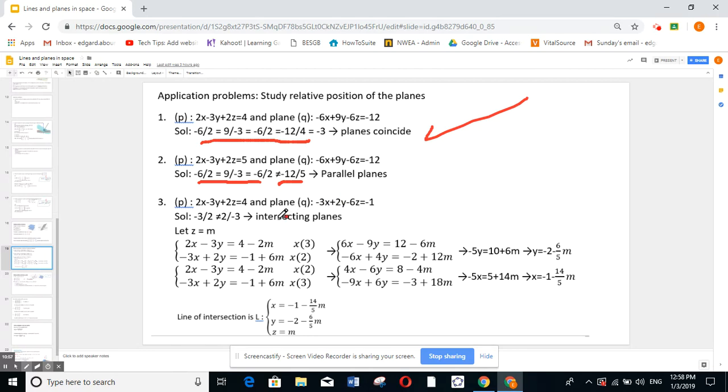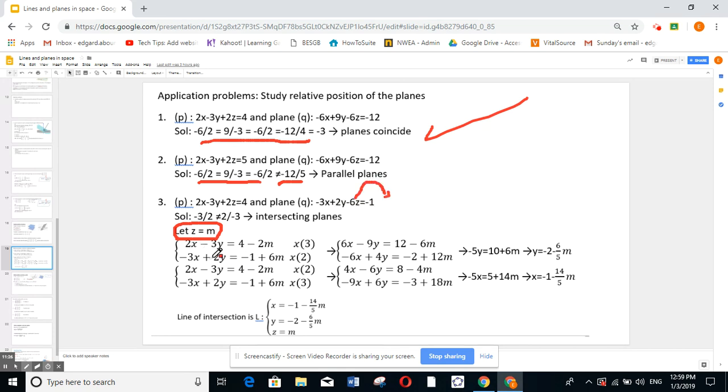In the third one here, since minus 3 over 2 is not 2 over minus 3, the planes are neither parallel nor coincident, so they are intersecting. How do we find the intersection line? I say let z equal m. So you're going to get 2x minus 3y equals 4 minus 2m, because z is m. And in this other one, minus 3x plus 2y equals minus 1 plus 6m.